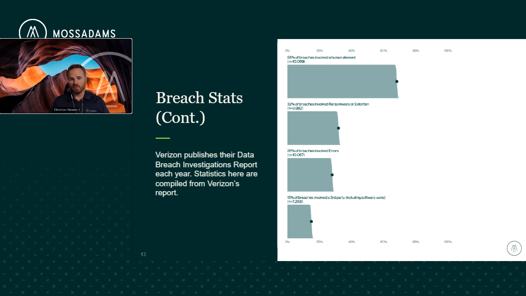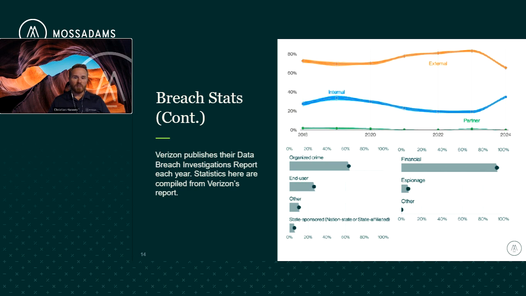So a lot of breaches involve humans. 32% of breaches involve some sort of ransomware or extortion, and this is actually a bit of an uptick. We'll see a graph on this. 28% of breaches were just the result of some sort of error. 15% of breaches involved a third party. In some ways, I would have expected that to be more, but it's not. Oftentimes, it's our own humans that are the source of the problem.